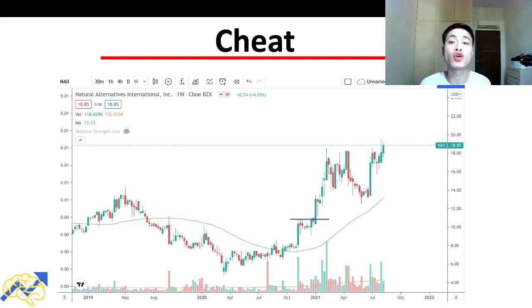The cheat setup provides a good entry point for a stock to rise substantially after that. Furthermore, by entering at a cheat setup area, it not only increases your probability of getting returns from that area, it also lowers your risk. Therefore, using the cheat setup to enter your position in the stock gives you a good risk to reward ratio.